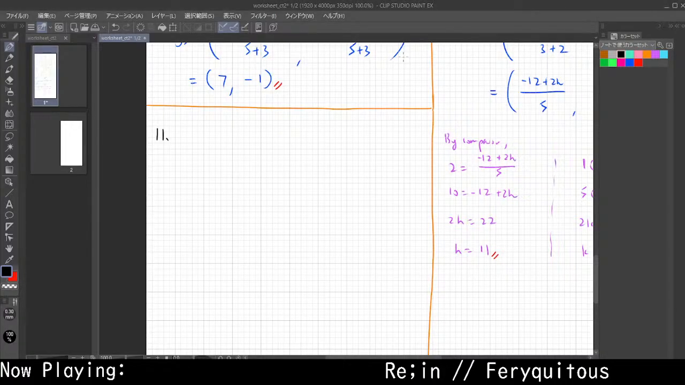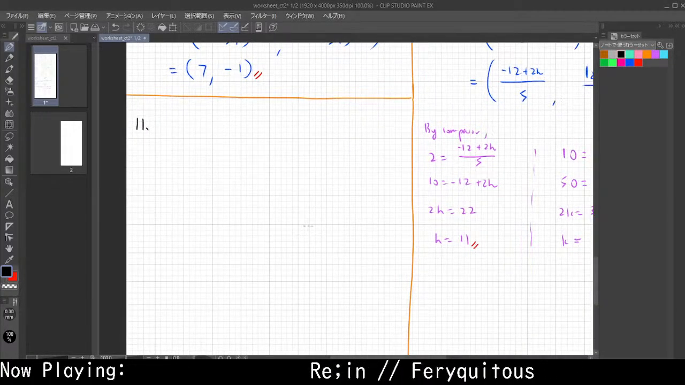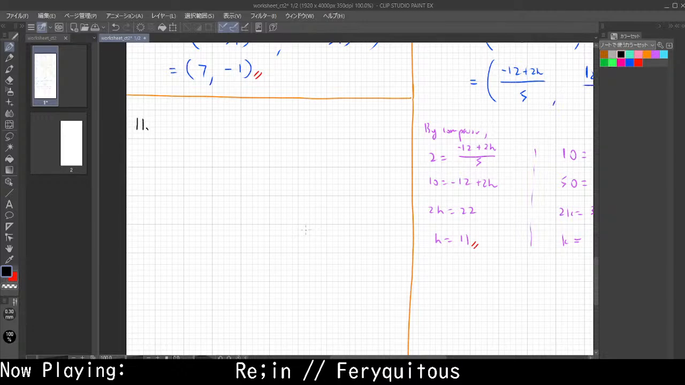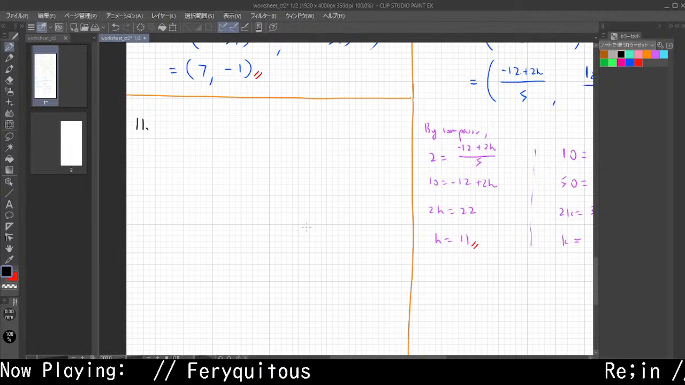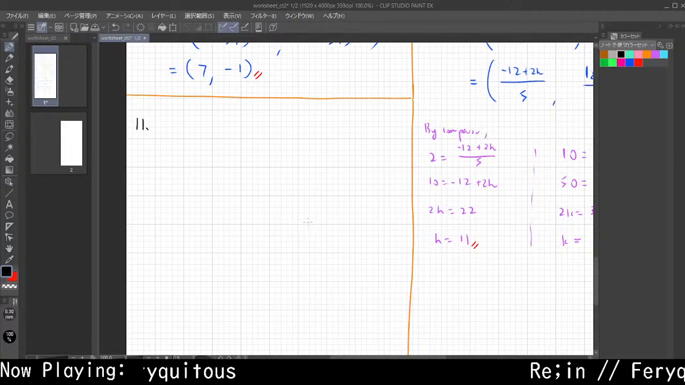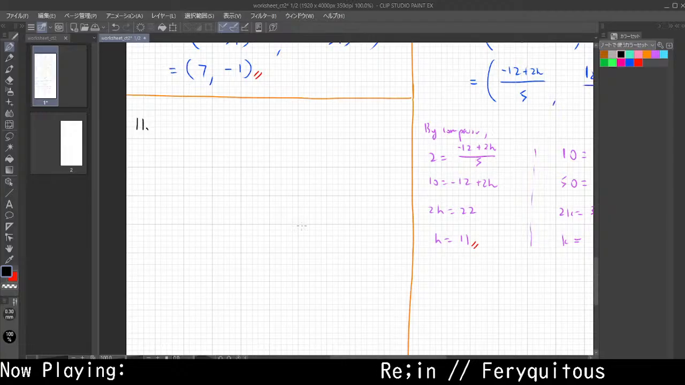Next. 11. Given the points A, B, C are collinear such that AC to AB is 9 to 4. Find the values of A and B. I think my position like this might be better.